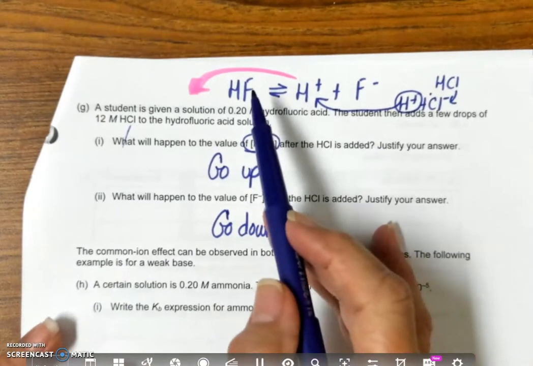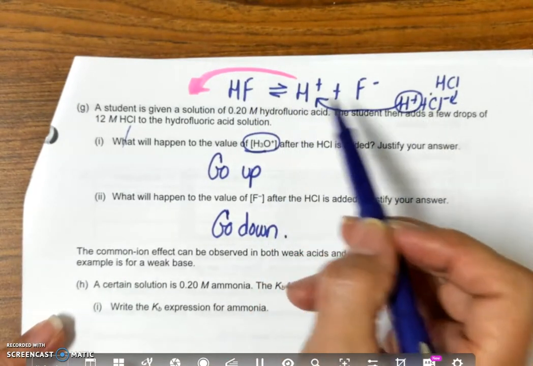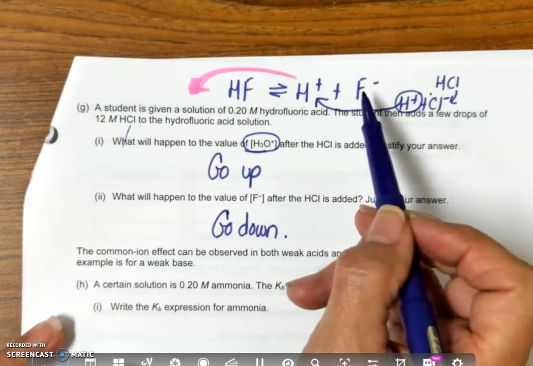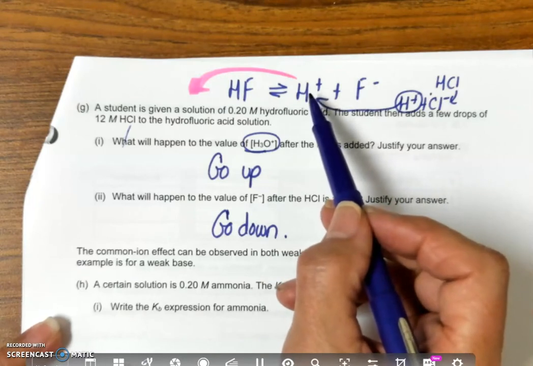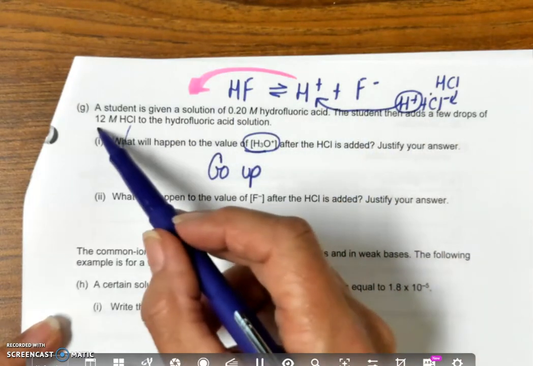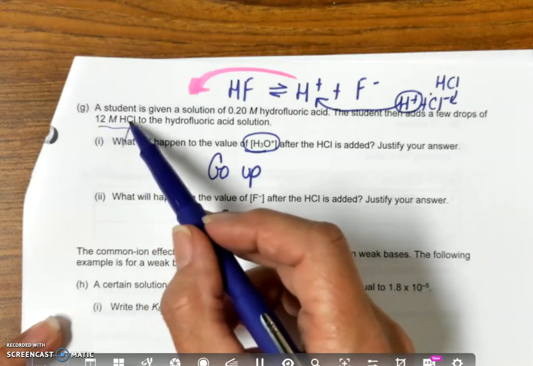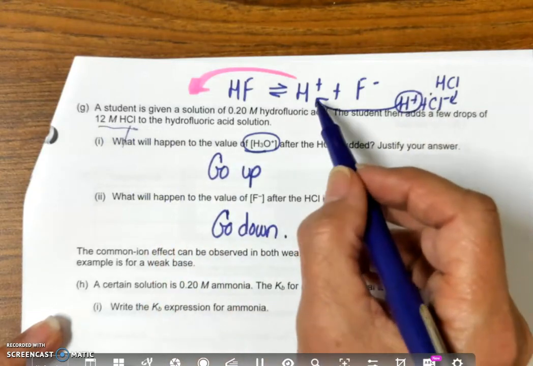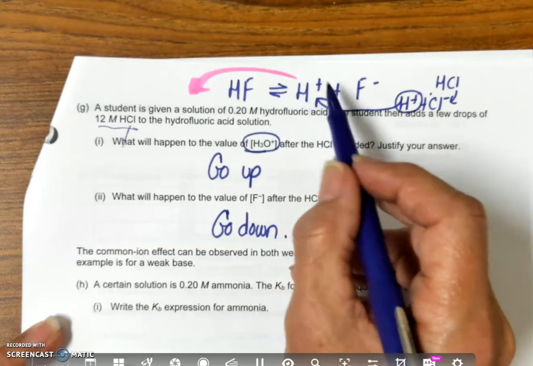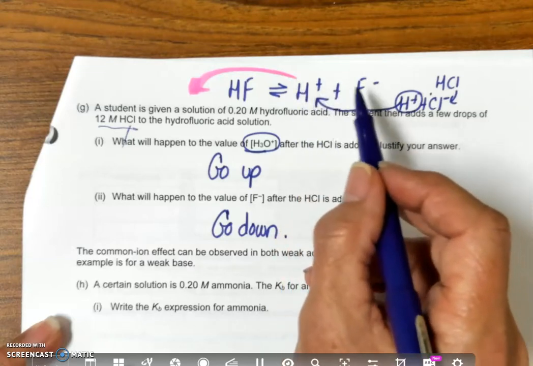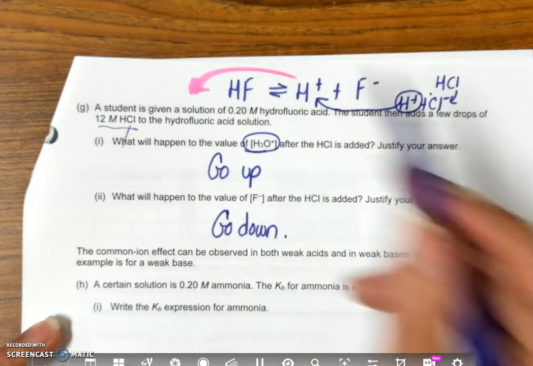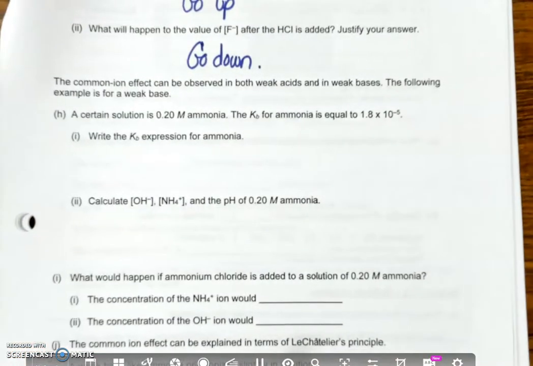We did the same thing with HF, except this time, instead of adding the conjugate base, we added more of the hydrogen ion. We add the hydrogen ion in the form of a completely dissociated HCl. That goes here. The initial concentration of this goes up, but this goes down now because we're shifting the equilibrium in this direction. We can do the same thing with bases, so let's look at those next.